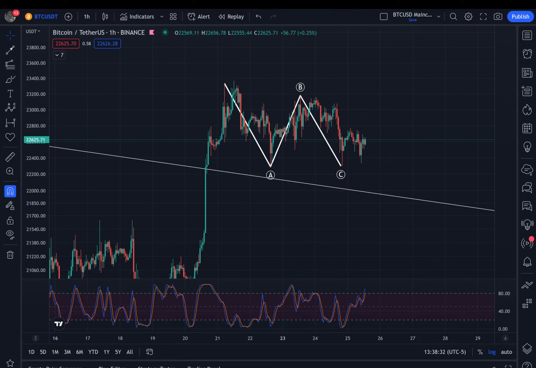We track the price of Bitcoin as a proxy for the cryptocurrency markets at large. Today is January 25th, 2023.